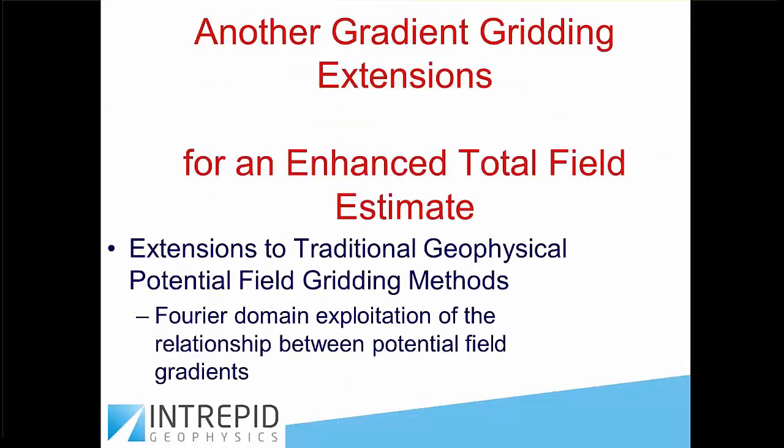Another gradient gridding extension for an enhanced total field estimate. Intrepid has been in this business a long while and has trialled many things. So quite a long time ago it was realised that there are various options in the Fourier domain that can exploit the relationship between potential field gradients to produce a grid. So we have another tool. It's not in the main gridding tool, which we would make available to you if you purchase the gridding tool, so you can try it yourself. And it's based on using Fourier domain methods to create an estimate of the TMI, or the vertical derivative.